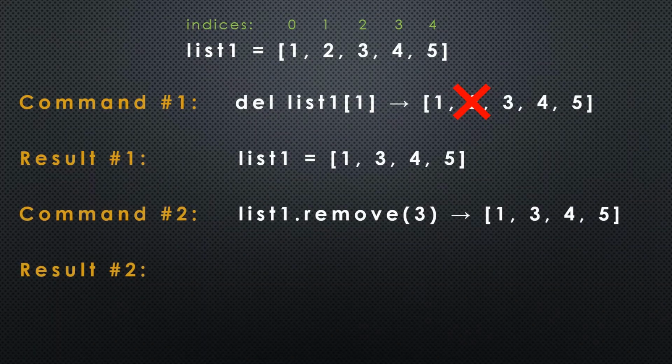As our second command, we wrote list1.remove(3), where list1 was again the name of the list we wanted to operate on, and 3 was in this case the value of the element we wanted to delete, not its index. Consequently, we removed the value 3, and the list was equal to [1, 4, 5].